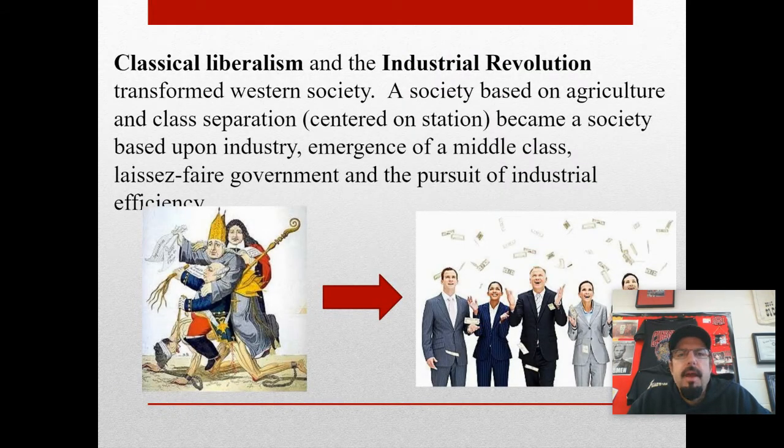So classical liberalism and the Industrial Revolution transformed Western society, a society based on agriculture and class separation, centered on your station, your place, and became a society based on industry, emergence of the middle class, laissez-faire government, and the pursuit of industrial efficiency.